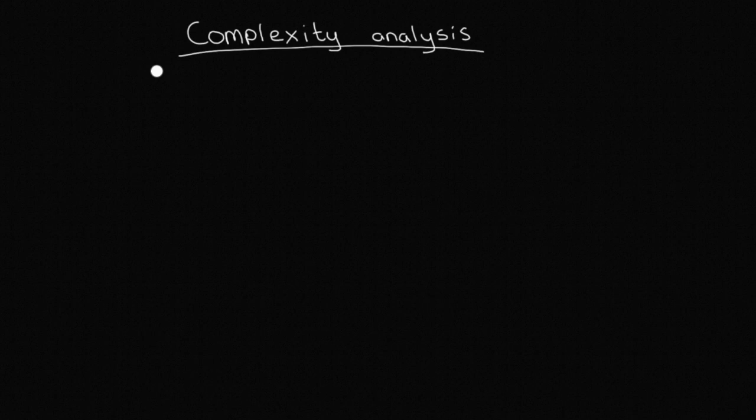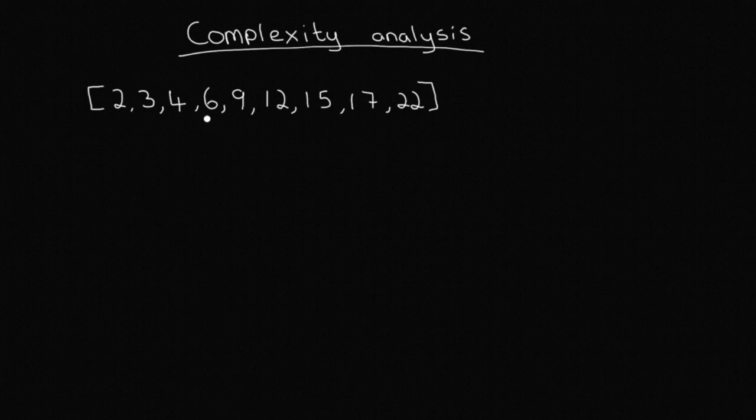So if we take an example here, we've got an array that consists of 9 numbers, and this is all encapsulated in an array. So imagine we wanted to look for the number 17, right? So that's our target number that we want to try and find.